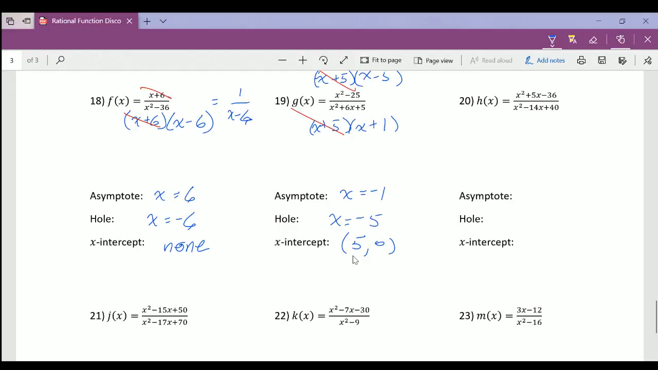And everything else here is basically just more examples of that same thing. Sometimes you'll have a hole, sometimes you won't. Sometimes you'll have an x-intercept, sometimes you won't. But that's basically it. The next video, which I'm going to do as a live stream tomorrow, we'll talk about horizontal asymptotes and how to find those, and then we can really get into graphing these.